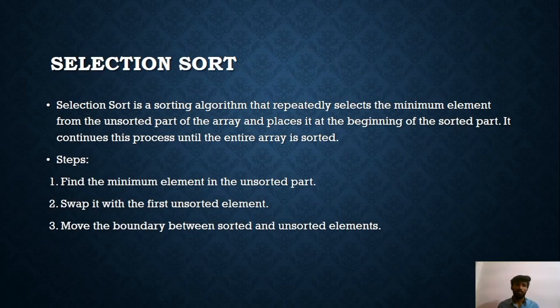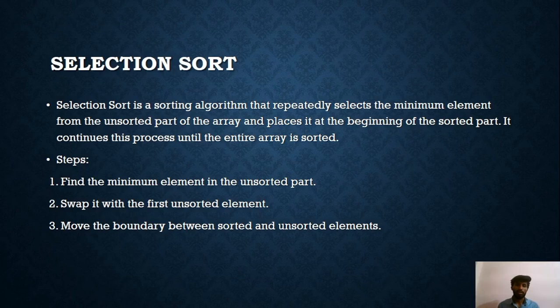So let's discuss selection sort. Selection sort is a sorting algorithm that repeatedly selects the minimum element from the unsorted part of the array and places it at the beginning of the sorted part. It continues this process until the entire array is sorted.